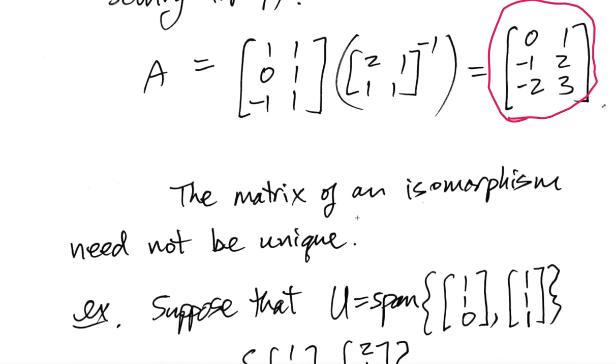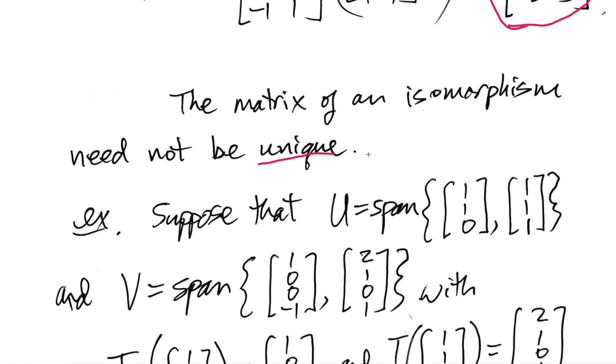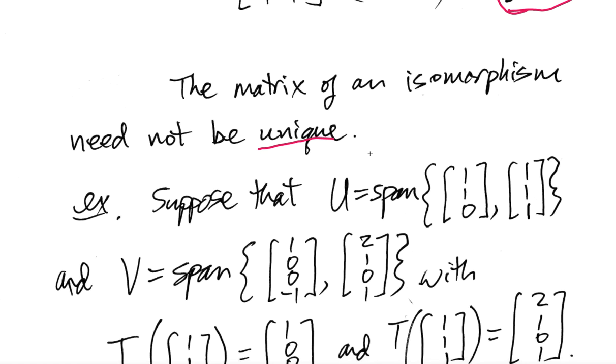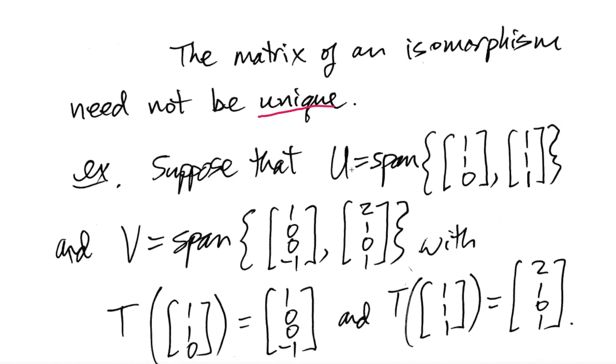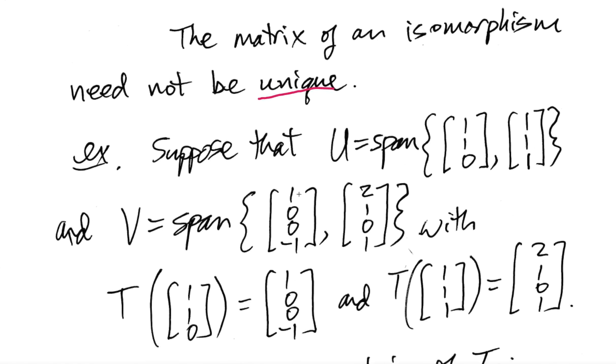One last point here, just a quick example. The matrix of an isomorphism need not be unique. In the previous example it was, but I'll give you an example where it is not unique. Suppose that U is the span of these two vectors, (1, 1, 0) and (1, 1, 1), and V is the span of these vectors, (1, 0, 0, -1) and (2, 1, 0, 1).